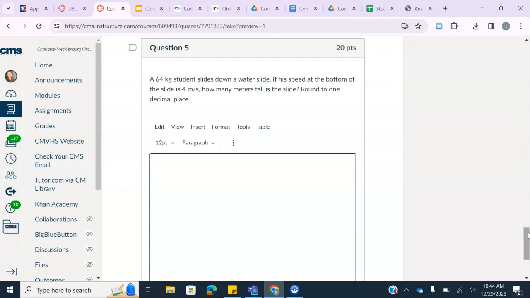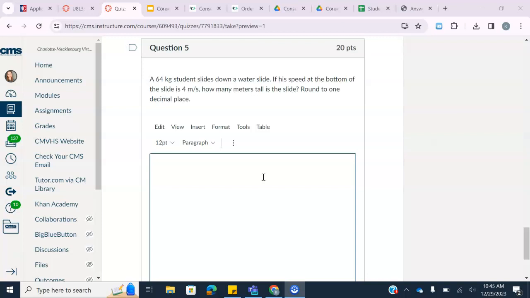Okay, so it's going to give you the mass of the student, it's going to give you the speed, and then it's going to give you... sorry about that, guys. I just had to read through the problem really quick. So it gives you the mass and the speed, and it wants you to calculate the height of this slide that he came down. Okay.